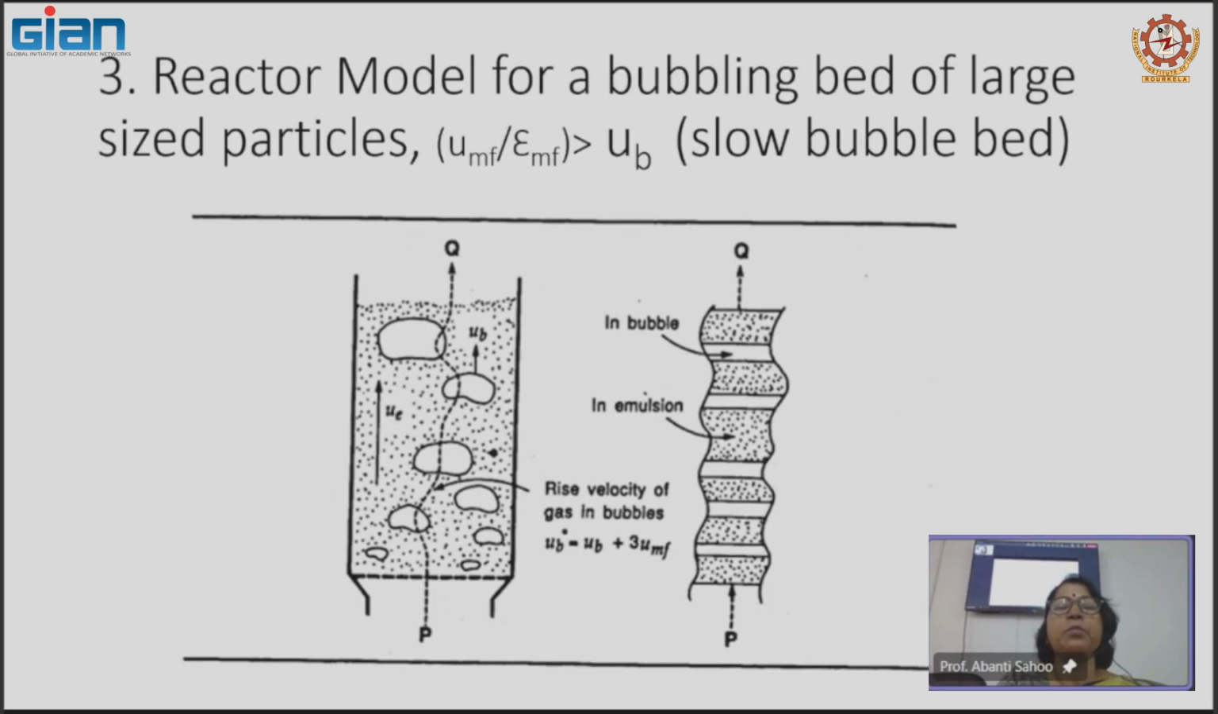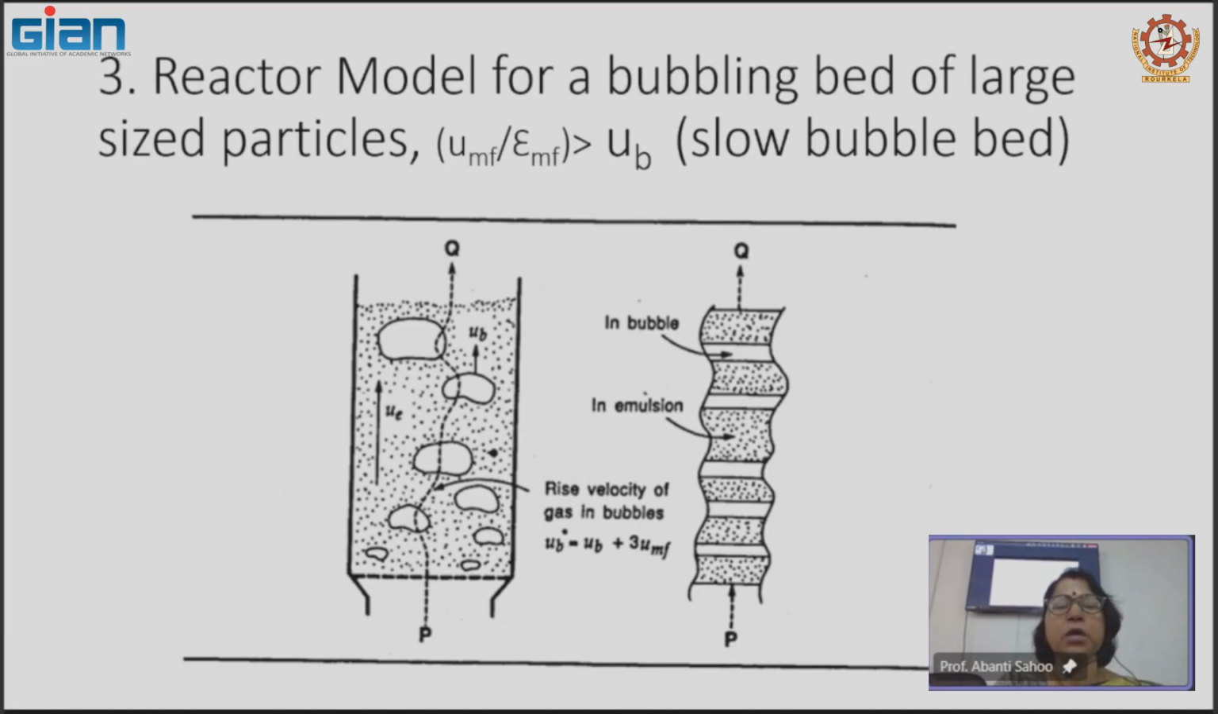Third type of the reactor is where it is a bubbling bed of large size particles. Here, further, the bubble movement also slows down, because when the particle size is small or fine, the bubble moves faster than the gaseous reactant, but when the size increases, the bubble speed gradually decreases, or we can say that the gaseous reactant moves faster.